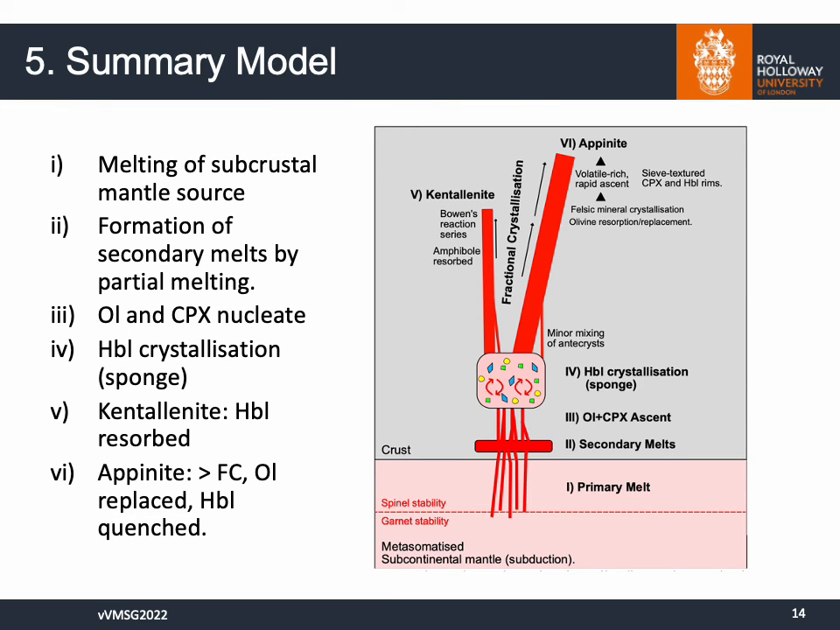Evaluation of the textural and geochemical differences between cumulates has shown that results are consistent with fractional crystallization being the dominant differentiation process, with minor mixing. Their journey begins with secondary melts of arc-related magmas. Olivine and clinopyroxene nucleate early, with hornblende crystallizing as the melt rises. The Kentallenites experience lesser degrees of fractional crystallization, rising slowly and causing hornblende to be resorbed as a cryptic phase. Conversely, prolonged fractional crystallization shifted the Appinites to a more felsic, volatile-rich composition, whereby hornblende was quenched.